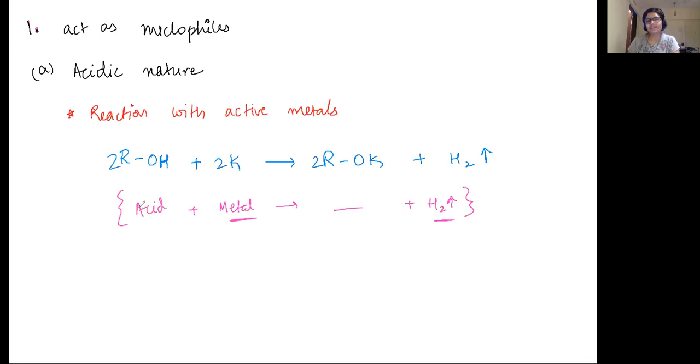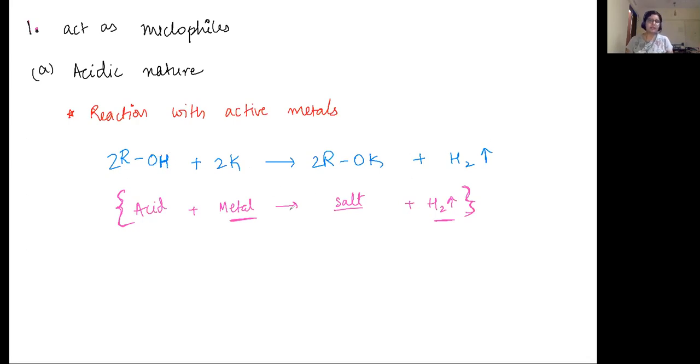Don't you guys remember? When you take an acid and make it react with a metal, you get a salt, and the metal basically displaces hydrogen gas. Do you remember? So if you consider the similarity of the reaction of alcohols with this reaction, this is one instance which shows the acidic nature of alcohols. So just like acids, metals are able to displace hydrogen from alcohols as well.